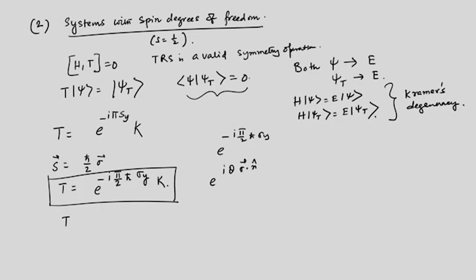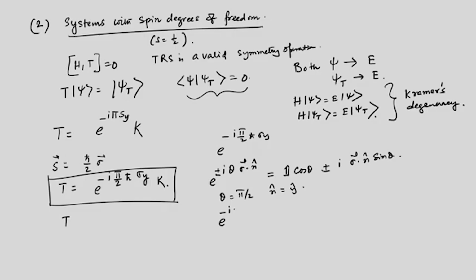Sigma is the Pauli matrix which has components sigma x, sigma y and sigma z, and n cap is just a direction. By using de Moivre's theorem and properties of these Pauli matrices, this is equal to cosine theta minus i sigma dot n cap sine theta. Now, here you see theta is equal to pi by 2 and n cap is equal to y cap. So, the first term goes to 0 and the second term gives you a minus sign.